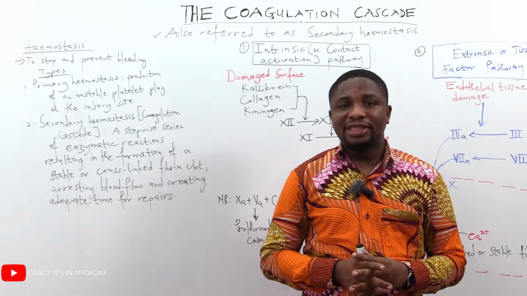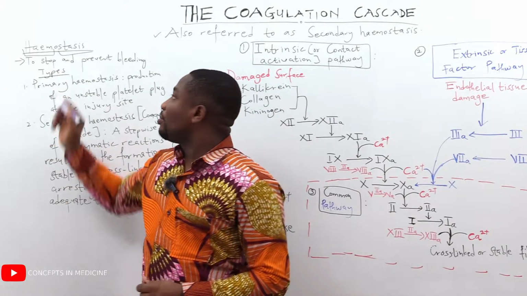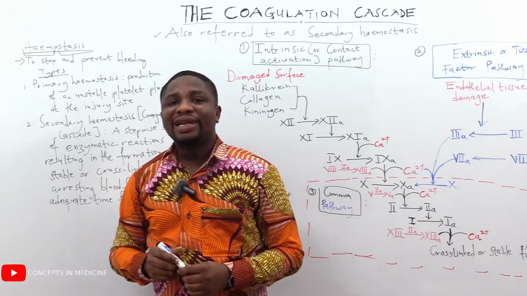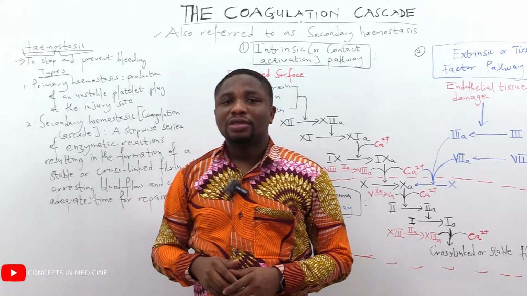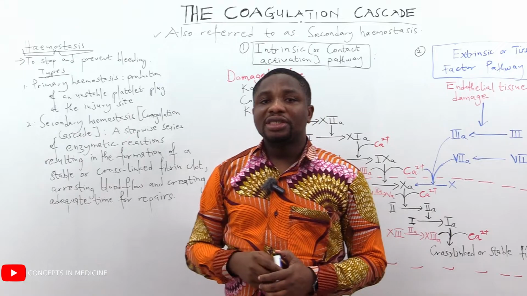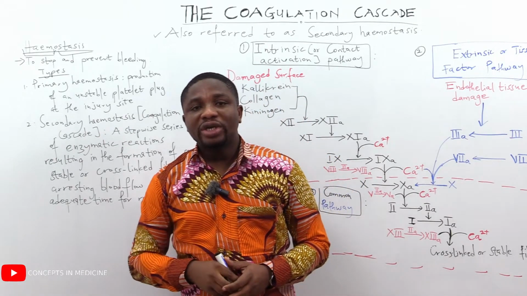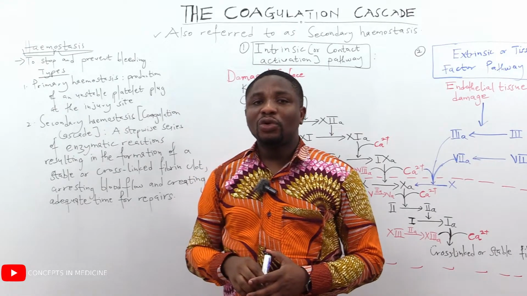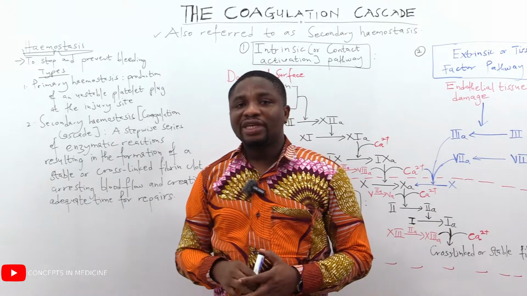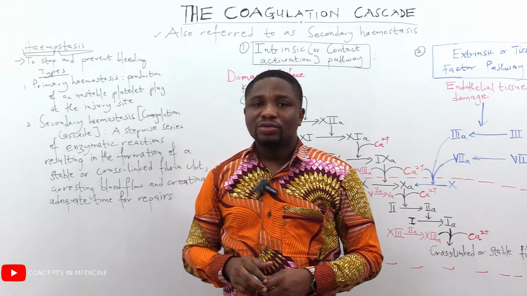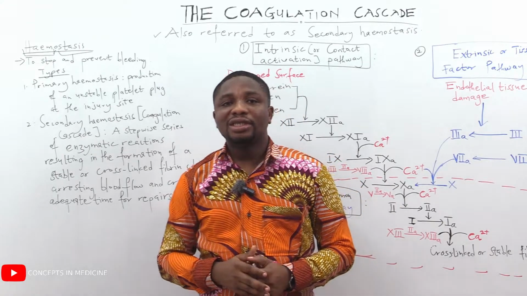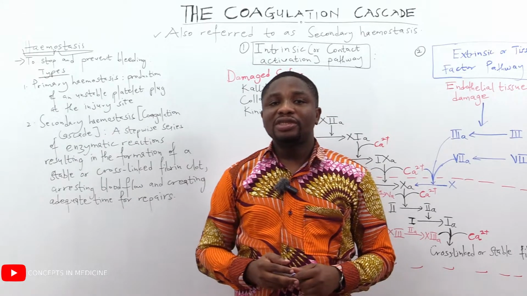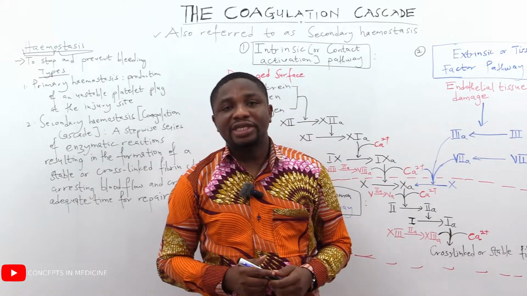When we say hemostasis, the word is coming from hemo and stasis. Hemo means blood, stasis means to stop. So hemostasis involves processes which help in the stoppage or arrest of blood flow and also prevent blood flow. That is what they call hemostasis. For hemostasis, there are two types: we have the primary hemostasis and the secondary hemostasis.